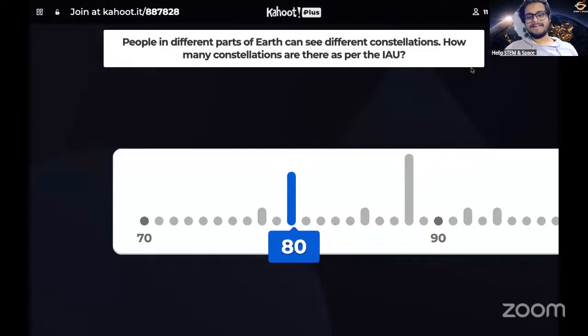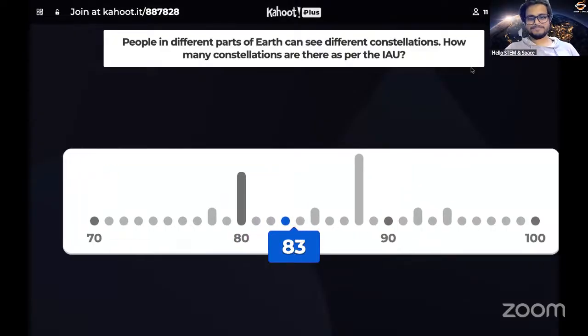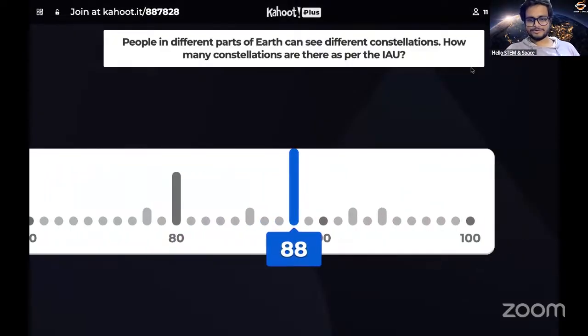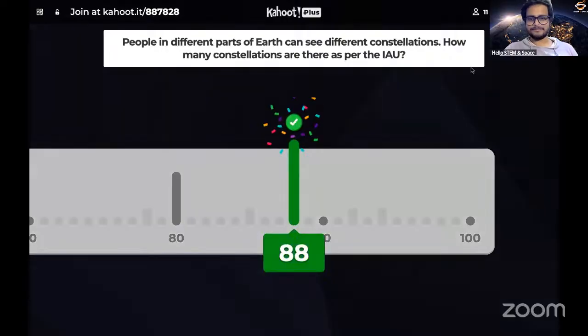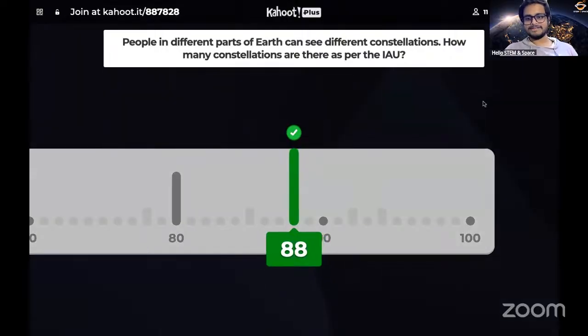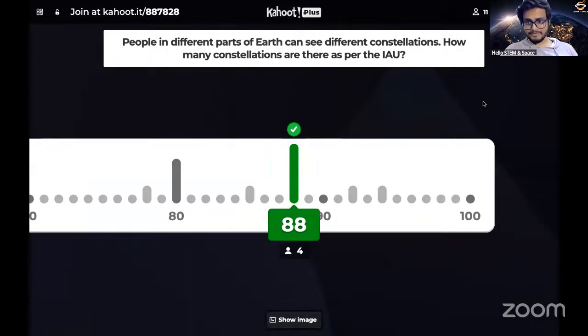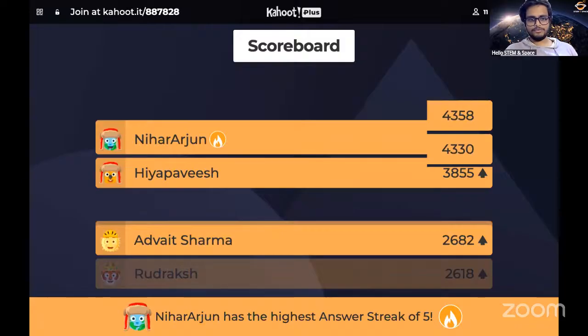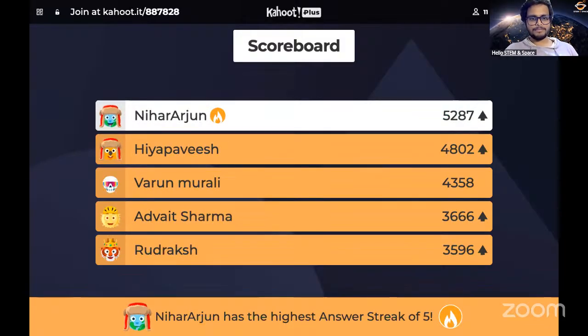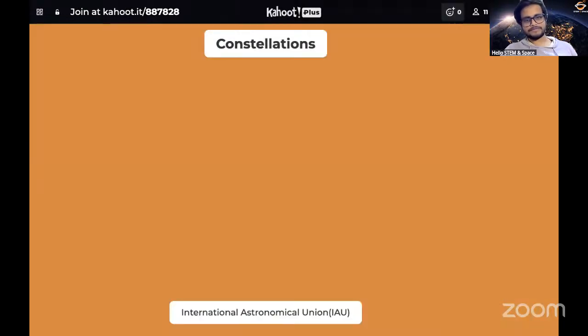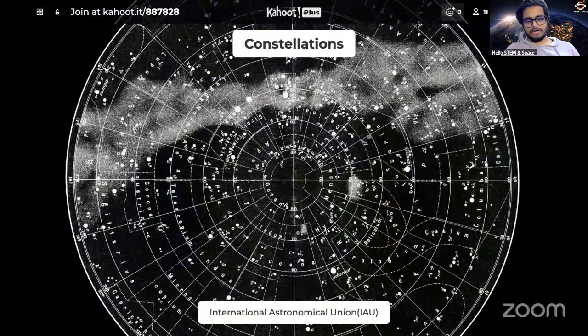Answer is 88. Okay, and I guess most of you have given the correct answer. We have given 50 also, but no worries. So yes, the correct answer is 88. So let's learn what exactly is this IAU. Okay, so Nihar is still on the top, Hiya on second, Varun on third, Advait on fourth, and Rudraksh on fifth. IAU is called the International Astronomical Union.